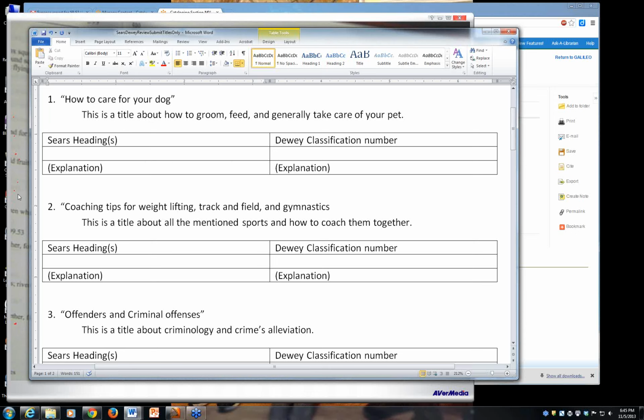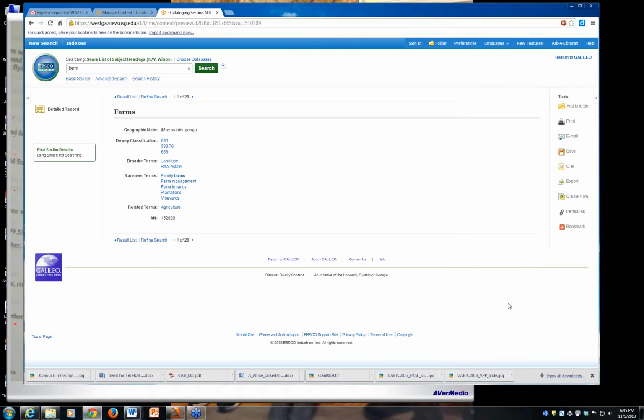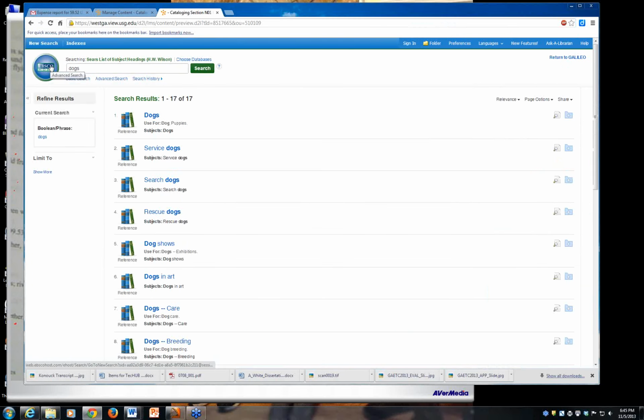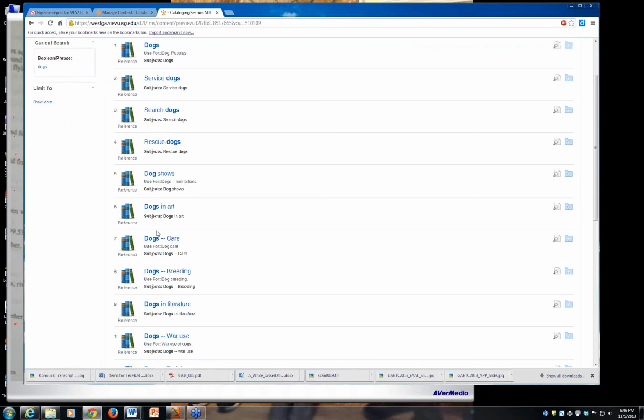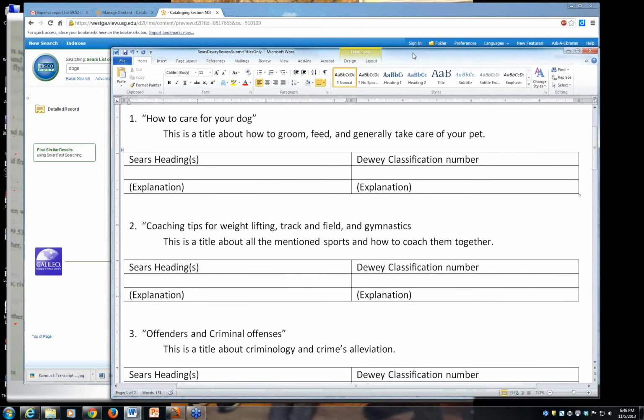Sears headings, let's see if there's anything interesting here about our Sears headings for care of a dog. Let's say dogs, service dogs, search dogs, dogs dash care. Take a look at that. Use for dog care. That's pretty straightforward. So that would be the best Sears heading to assign to this one.